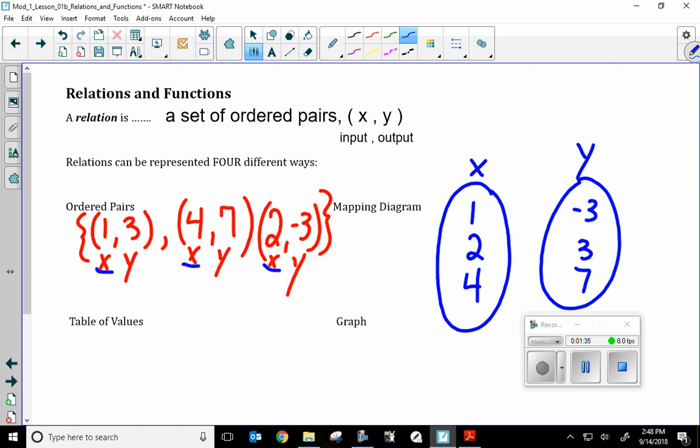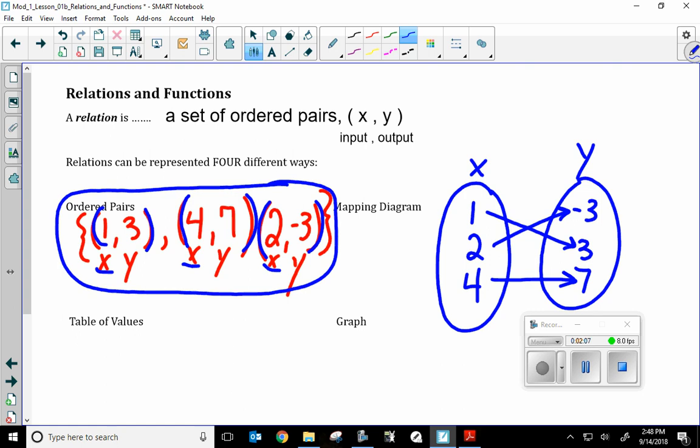But not only do I list them, I've got to map. I got to show which X connects to which Y. So my 1 would go to 3, because that's my ordered pair, 1, 3. Okay? 4 would go to 7, because that's my ordered pair, 4 and 7. And 2 would go to -3, because that's this pair. In case you didn't realize, I'm representing each of the 4 different ways with these same coordinates that I have listed here. All right?